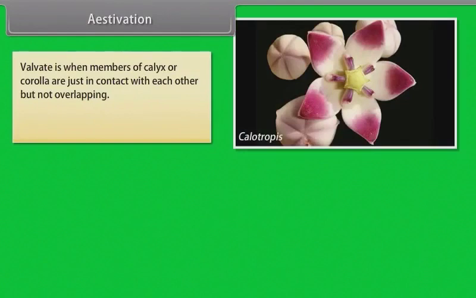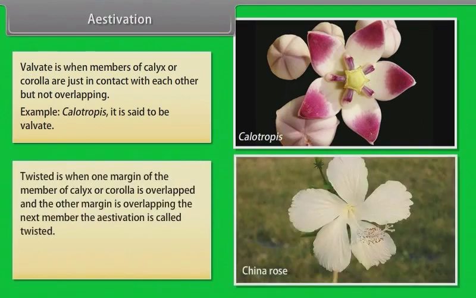Valvate is when members of calyx or corolla are just in contact with each other but not overlapping. Example, Calotropis, it is said to be valvate. Twisted is when one margin of the member of calyx or corolla is overlapped and the other margin is overlapping the next member. The estivation is called twisted. Example, China rose, lady's finger, and cotton, etc.